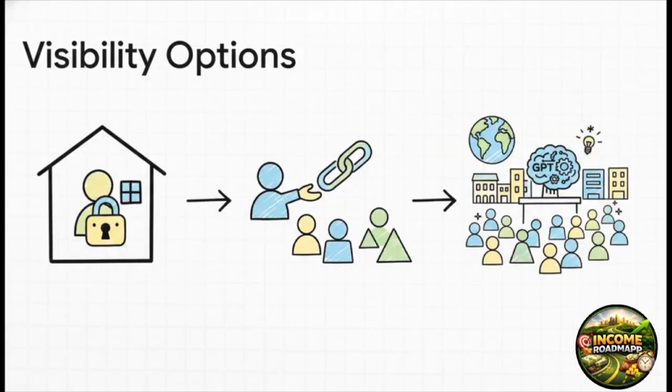So when you hit save, you'll get these three choices. Only Me is pretty self-explanatory. It's your private little tool. Only People with a link is perfect if you want to share it with your team or maybe a few friends. And Public? Well, that puts your creation out there in the official GPT store for the whole world to find and use.